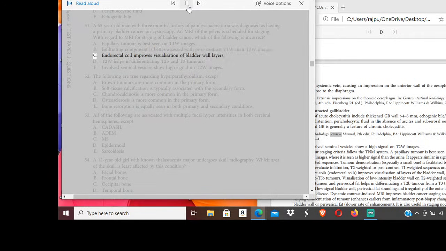images. C. Endorectal coil improves visualization of bladder wall layers. D. T2W helps in differentiating T2B and T3 tumors. E. Involved seminal vesicles show high signal on T2W images.